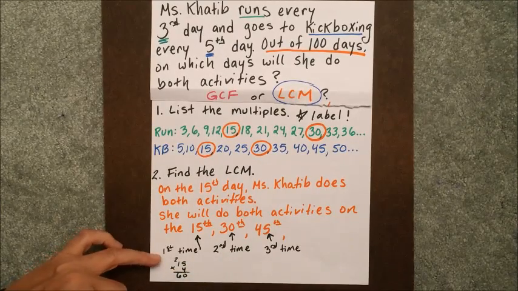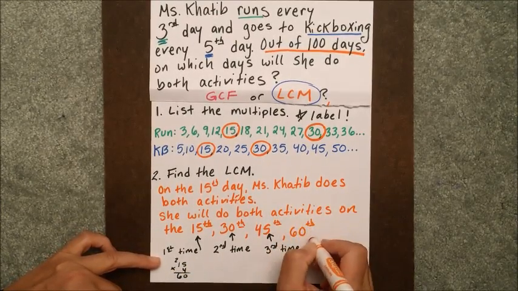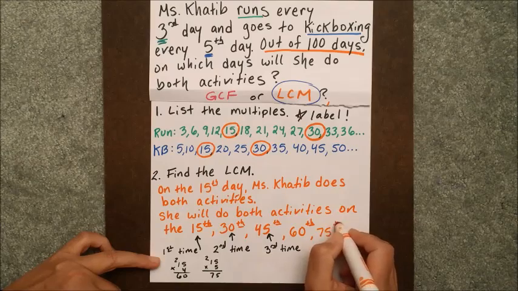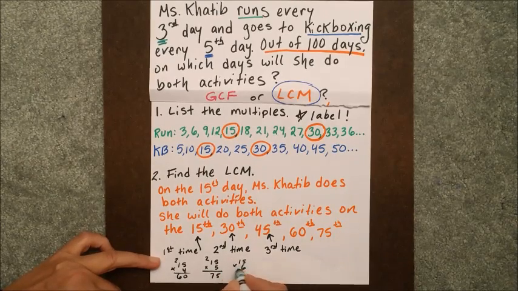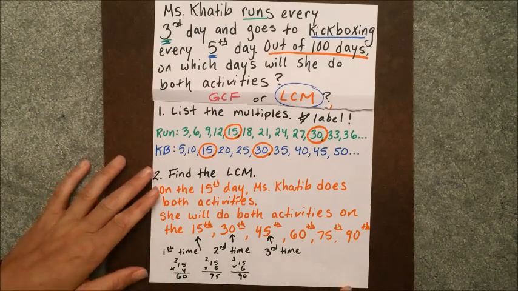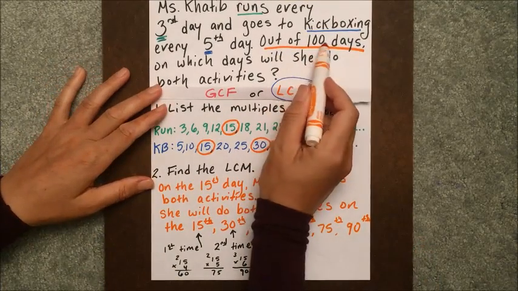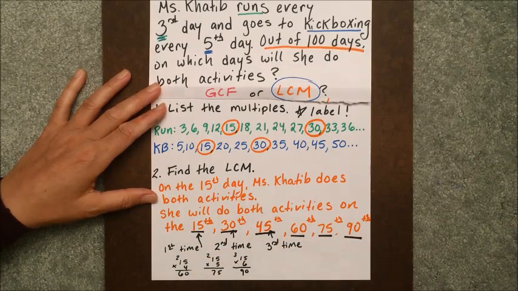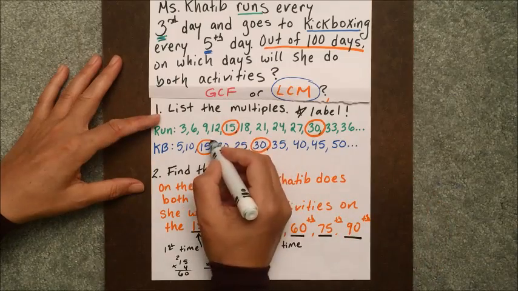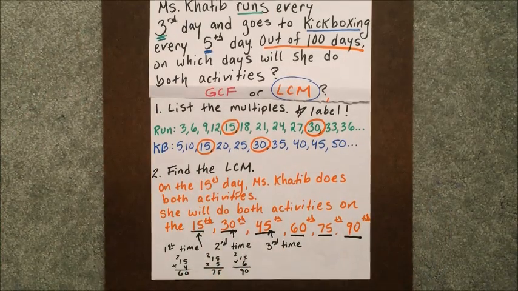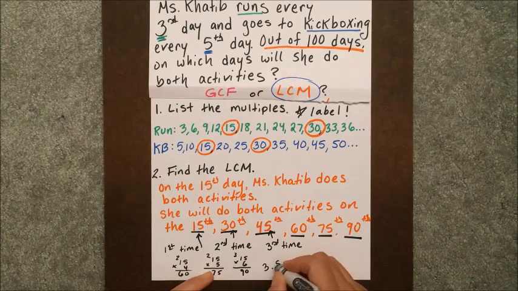So if you want to know the fourth time it happens, you're going to multiply the LCM times 4. The fifth time it happens, you'll multiply the LCM times 5. And the sixth time that they both happen, you'll multiply the LCM times 6. And that will give you all of the days that you do both activities up to 100, because that's what the question asks you for. All right, so you don't always have to list out all the multiples to 100. You could just find the least common one and then multiply it out.